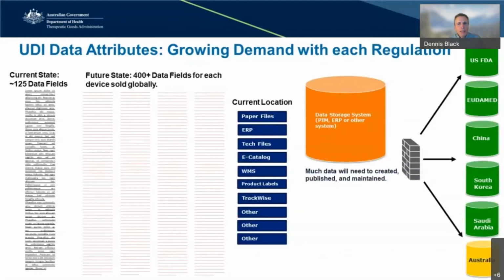If we look at the US and Europe, we have between the two about 125 data fields. I think where we're going to end up is we're going to have probably 400 plus data fields that we're going to need to maintain in our system as we look across the world for UDI. Currently, this data lives in a lot of different places. It could be from the product label. It could be in our TrackWise system. It might be something that's stored in our warehouse management system, could be in technical files, could be in paper files. But we need to gather all this data up.